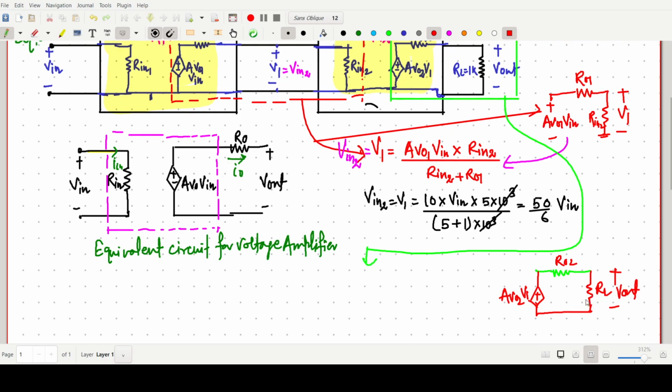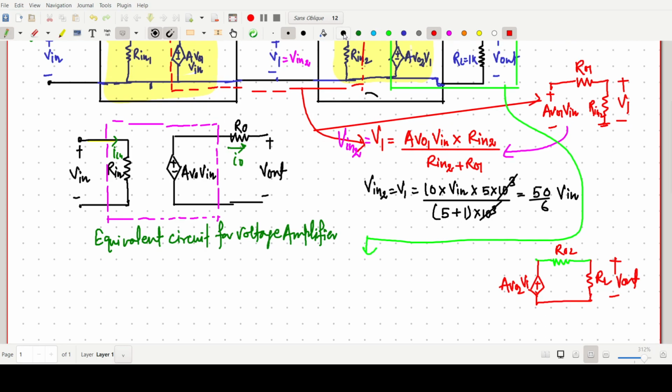So what we have to do? Just apply the voltage divider rule. So this V output equals AV naught 2 times V1 into RL divided by RL plus R naught 2. Is it okay? Simple voltage divider rule. Or you can directly use the simple KVL concept, but better to know this type of facts.